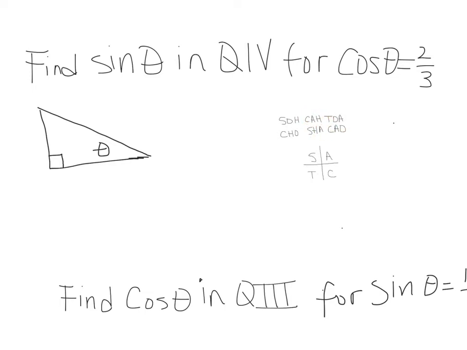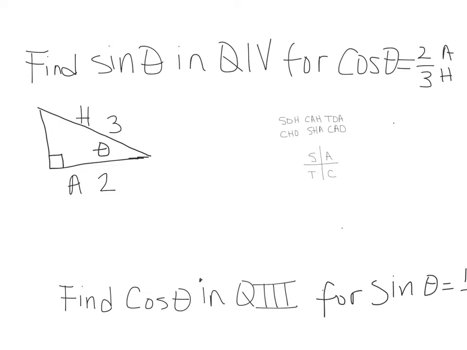In that case, that is going to be my adjacent over my hypotenuse, so A over H. Let's think about this for a second. We've got this triangle off to the side, and this angle right here is theta. So this is going to be the adjacent side, and this is going to be the hypotenuse. Let me label that A, and I'm going to call it 2, and the H, I'm going to call it 3.